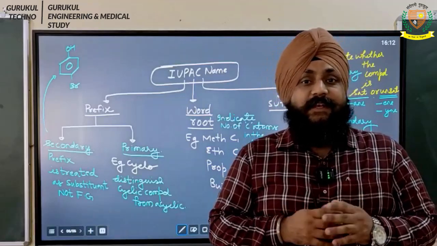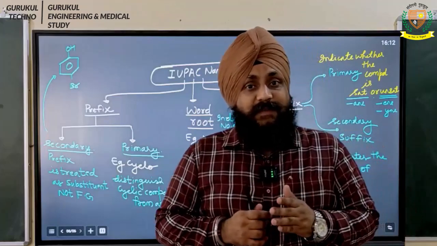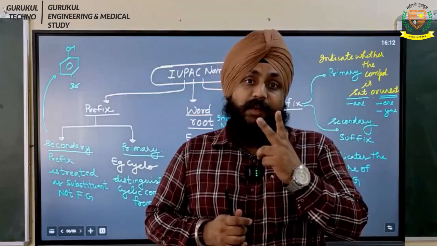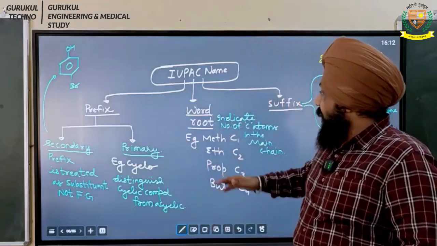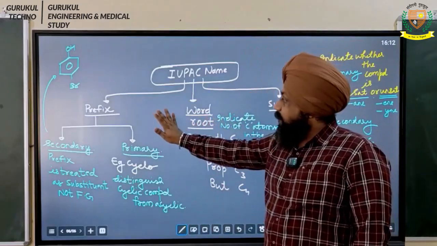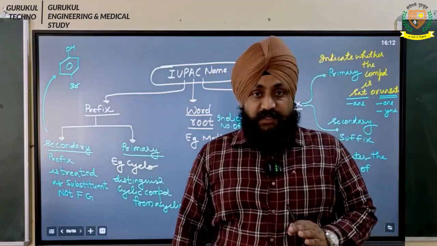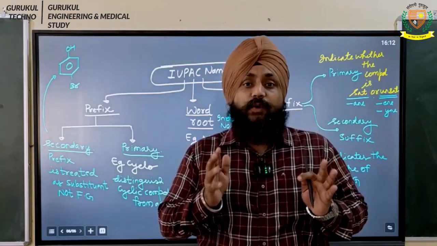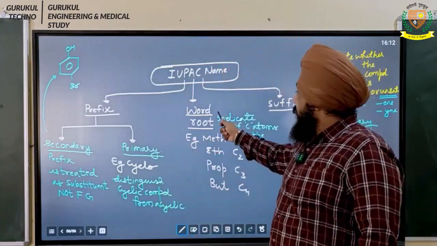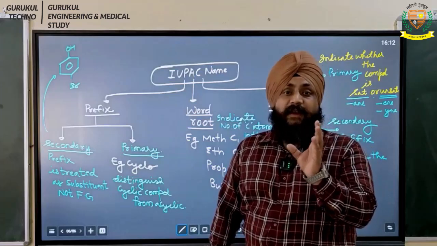Students, आज हम सीखने वाले हैं IUPAC नेम के बारे में. IUPAC name consists of three important parts. Number one is going to be word root. Then we have something called as prefix, and then there is something called as suffix. Now what is this word root going to indicate? Students, word root will indicate number of carbon atoms in the parent chain.